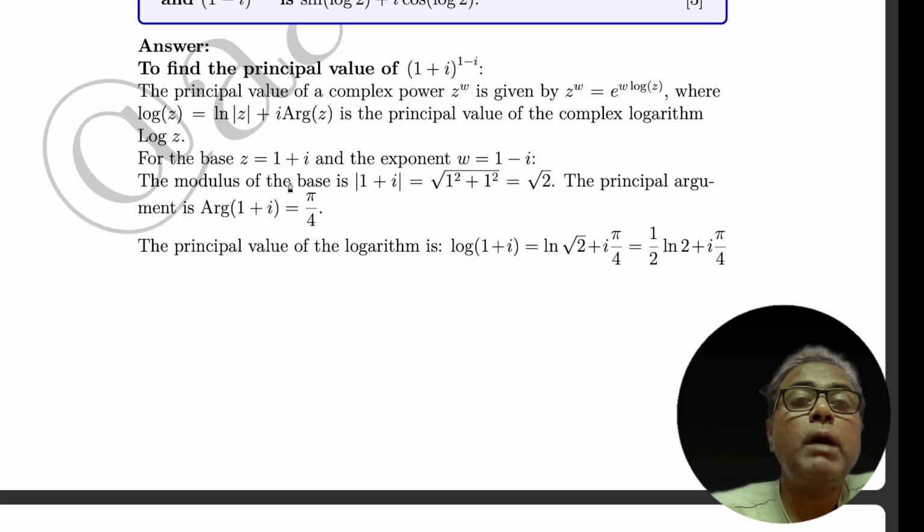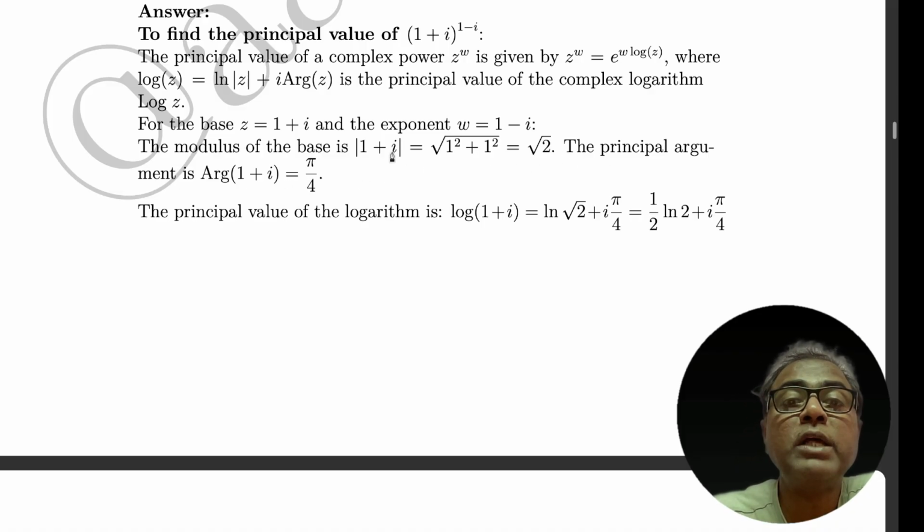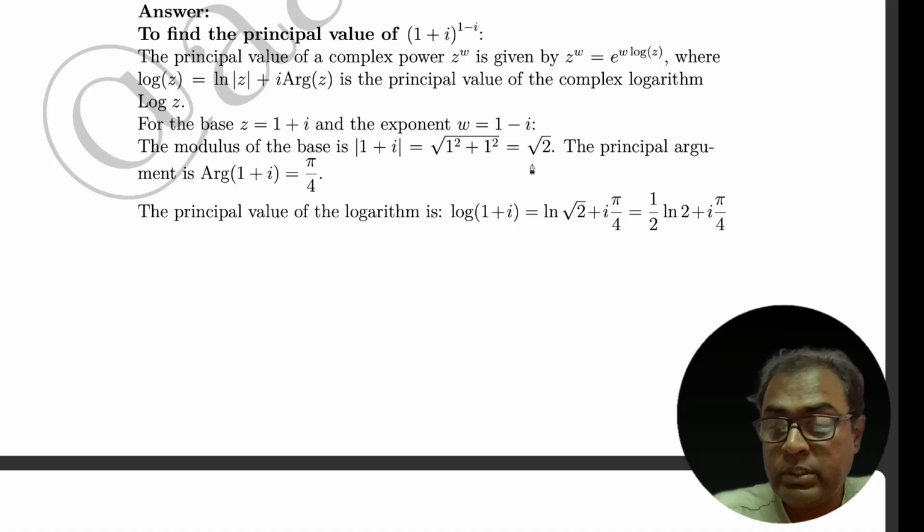Now the base here is 1 + i, and the exponent is 1 − i. So w is equal to 1 − i, and the base z is 1 + i. The modulus of this base is root 2, and we need its principal argument. 1 + i in the complex plane is actually the position (1, 1).